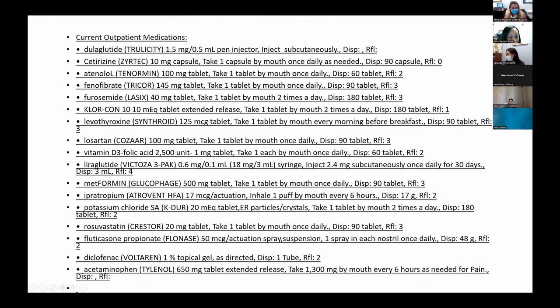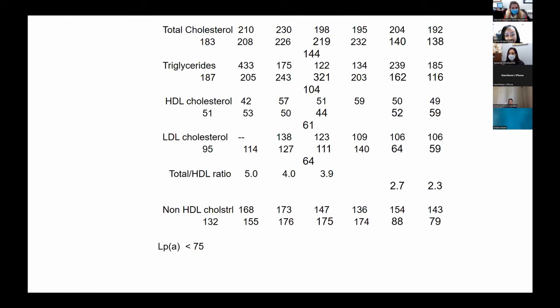She's on management for her diabetes, and she's on management for her blood pressure and also for her lipids. So she's taking the Trulicity, the Victoza, and the metformin, and she's taking the atenolol and the furosemide, and she needed some potassium. But for her lipids, she was taking the Tricor, and she was also taking the Crestor. So she's on her statin, but she still had uncontrolled lipids, which I'll show you here on the next slide.